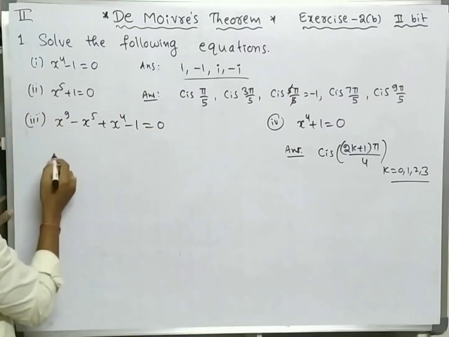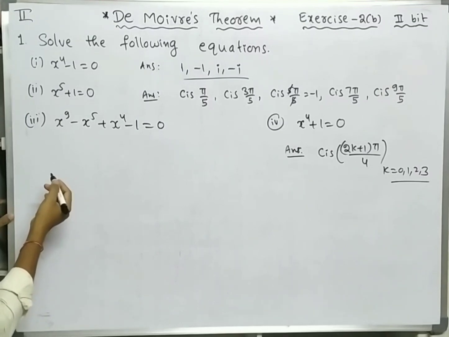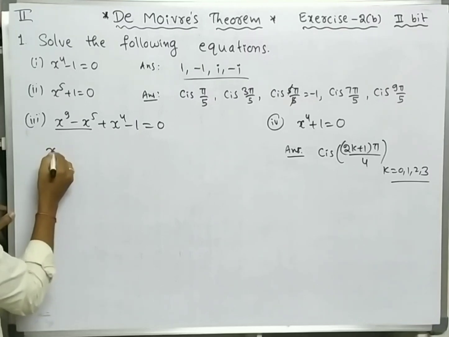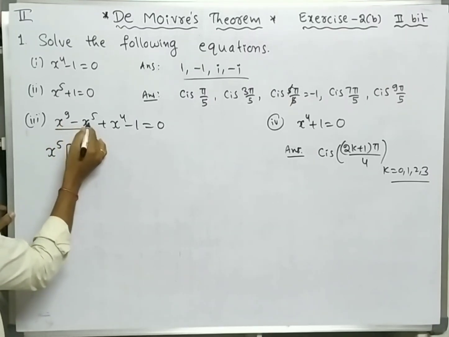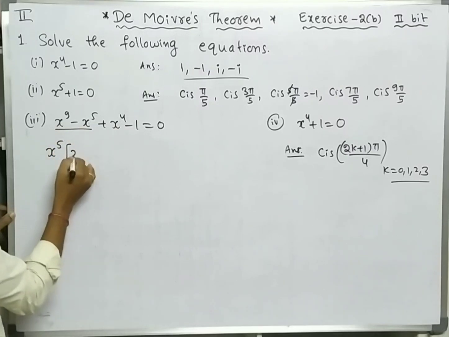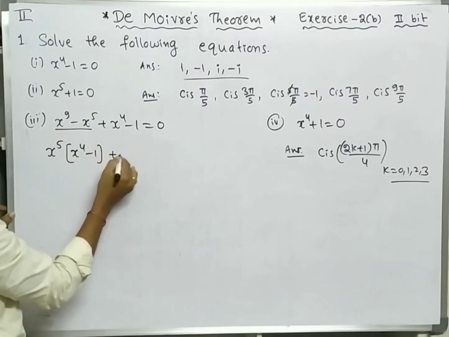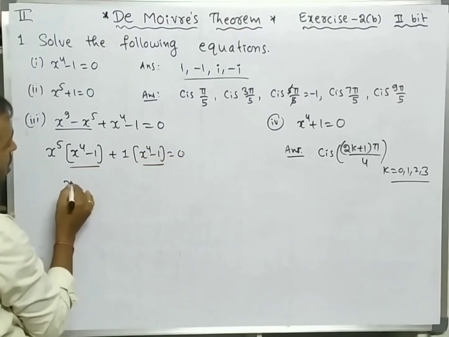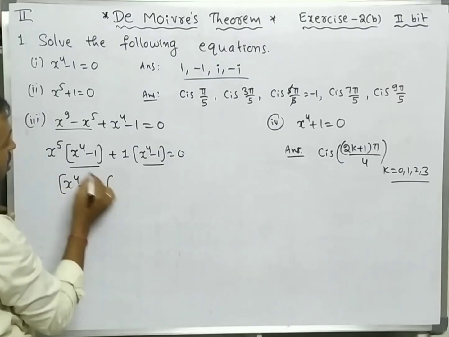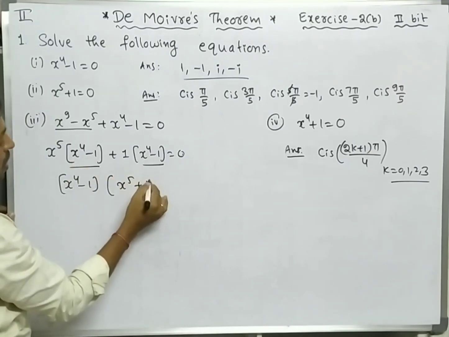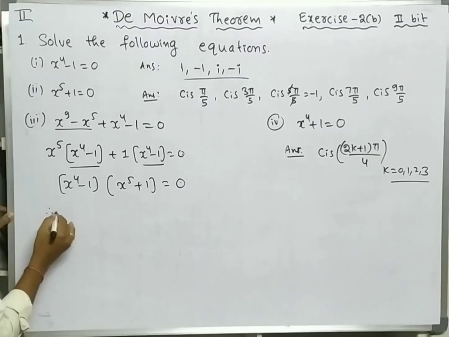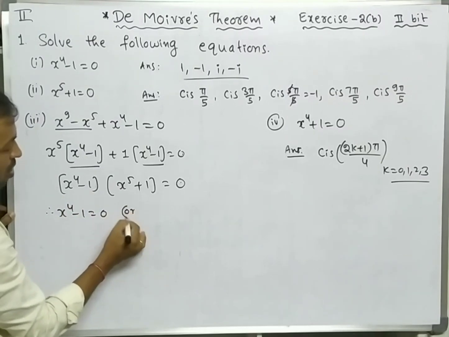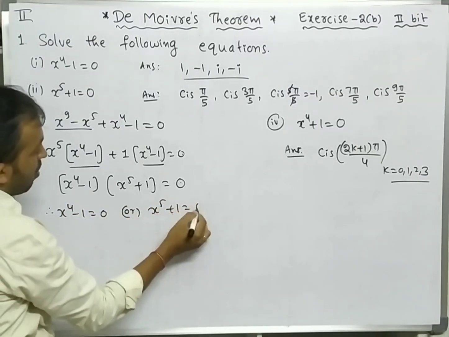Next, the third problem, an important problem. It may be asked for 7 marks also. So here this is the equation. In these two terms, x power 5 is common, leaving x power 4 minus 1. Here 1 is common, x power 4 minus 1 remaining. Again, x power 4 minus 1 is common, and what remains is x power 5 plus 1 equal to 0. Therefore the product of two terms is 0, which means x power 4 minus 1 is equal to 0 or x power 5 plus 1 is equal to 0.